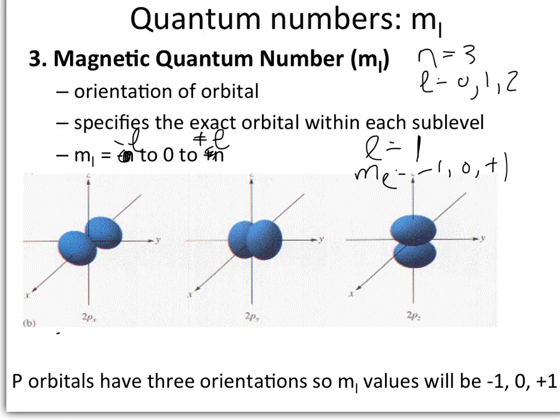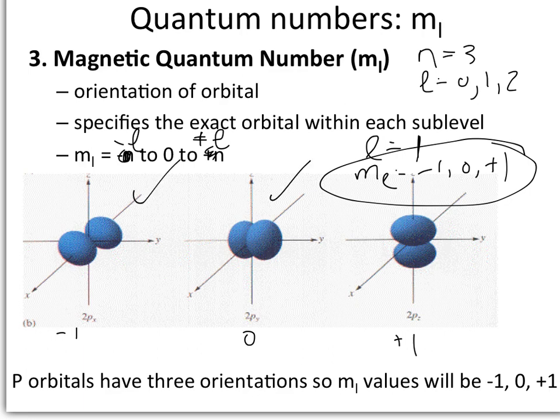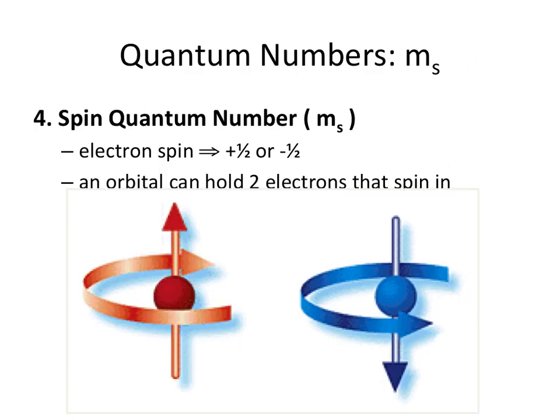So, we might assign our -1 orientation to our px, our 0 to our py, and our +1 to our pz. So the orbitals are going to be assigned a specific m sub l value that associates with the directionality of each. So that'll allow us to say, hey, the electron is in the px orbital, or the py, or the pz orbital. Our last quantum number that we're going to look at is our m sub s.